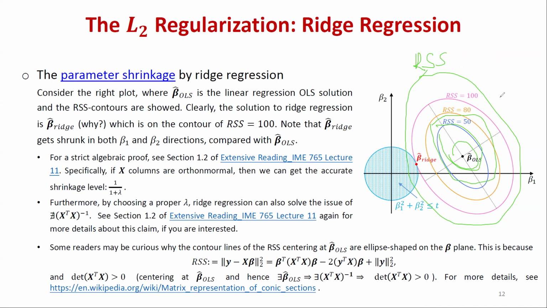And hence, let me just clear everything. Too slow. Okay, if I want to have the ridge regression solution, I will always get something which is a tangent of this RSS contour versus my circle here. And this is indeed the ridge regression point.